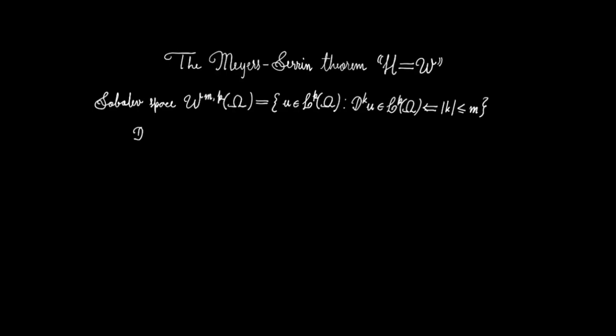Here D^k stands for a partial derivative, an arbitrary partial derivative, where k is a multi-index, and so k1 up to kn are non-negative integers.